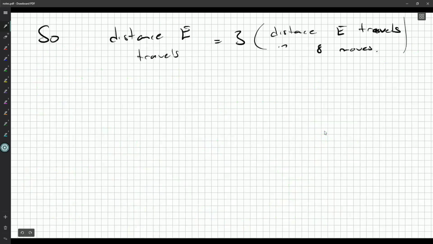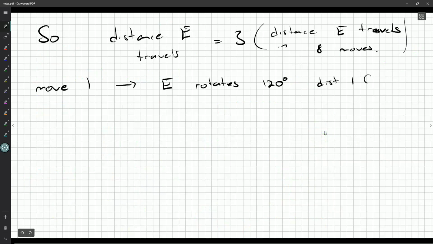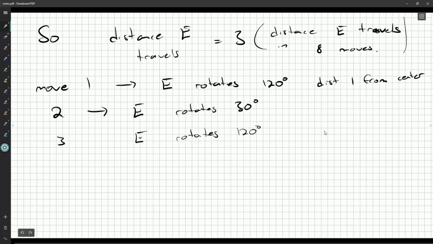So let me write that up. Move 1: E rotates 120 degrees, distance 1 from the center of rotation, let's say. Move 2: E rotates 30 degrees. Then it'll be another 120 degrees. Move 3, move 4, move 5, move 6, move 7, and move 8.